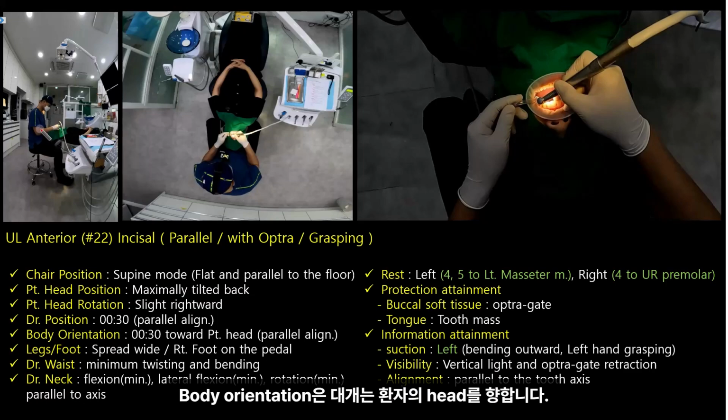Body orientation is typically directed towards the patient's head. It's usually always oriented towards the head, but it can differ slightly when performing treatment while standing, or if the doctor's position is at 5 or 7 o'clock. This is something to keep in mind.